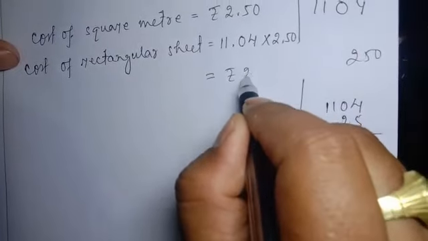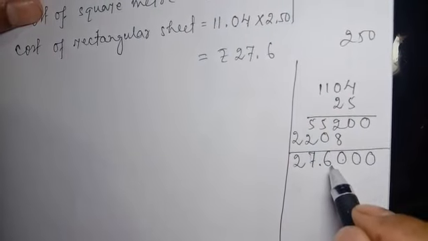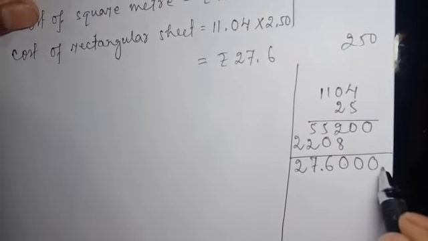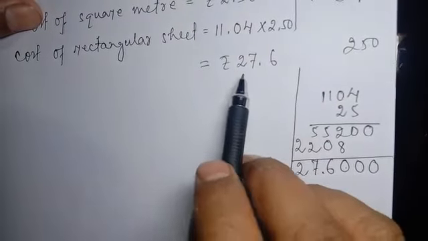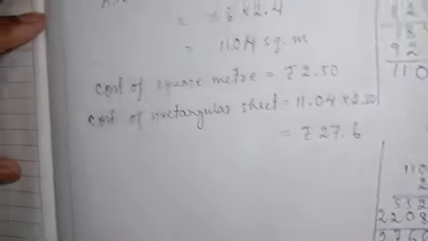Rupees 27.6. Because after a digit, if there are many zeros, all those zeros we can ignore. We can write only rupees 27.6. So it is the answer. Let me solve one more question. Question number 3.